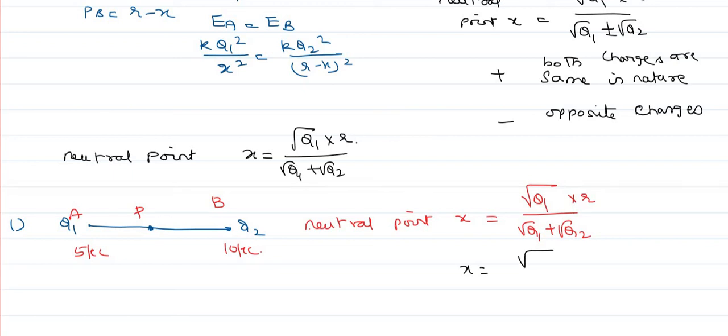Okay, so how much will it be? Here the distance I have not given, so take 2 centimeter. So it will be square root of 5 into 10 to the power minus 6, divided by square root of 5 into 10 to the power minus 6 plus square root of 10 into 10 to the power minus 6. Usually I should not take these values, as it will be very difficult. In competitive exams, don't worry, they will not give such values because you are not allowed to use a calculator. So they will give values like 16 microcoulomb and 4 microcoulomb. Okay, so now this will be easy for you.